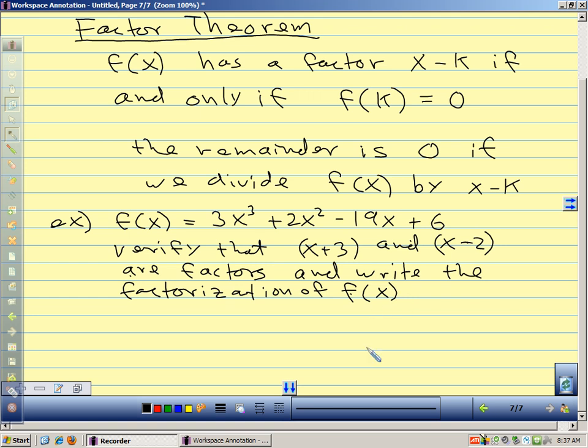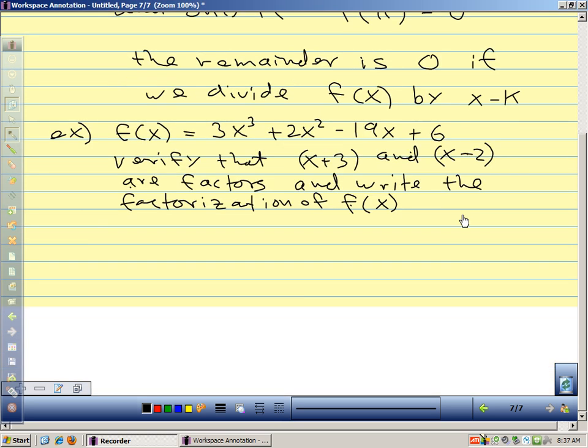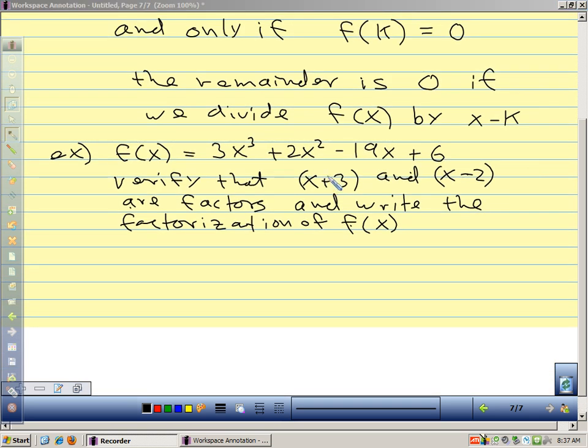And factorization just means we want to factor it completely. So when we factor a quadratic, we have two parentheses multiplied by each other. When we factor a third degree polynomial, we're going to have three parentheses multiplying each other. Fourth degree, we're going to have four parentheses multiplying each other. So we want to write this as a set of parentheses, x plus 3, x minus 2, multiplied all together, that when we multiply them together, we get our original function. So to verify that these are factors, we're going to divide and show that the remainder is 0. So that's how you verify that they are factors.